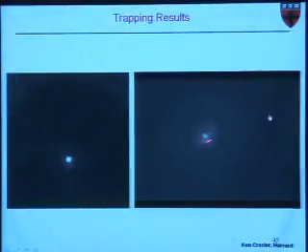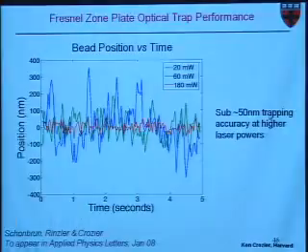So you can see a trapped bead there. So this is moving around due to Brownian motion. And there's another bead that is just moving around here. It's moving out of the field of view because it's not trapped. And yeah, so that's that image. And perhaps you can see a bit better now the outline of the Fresnel zone plate.